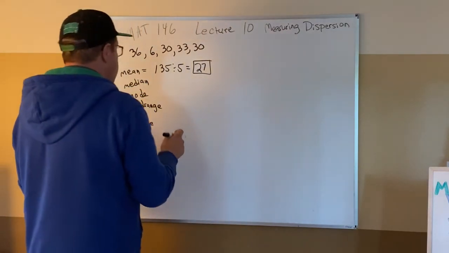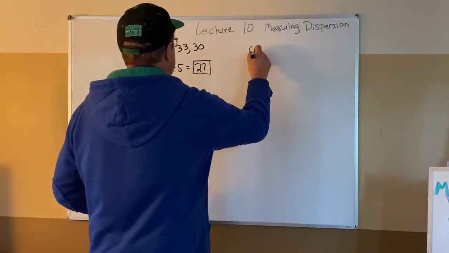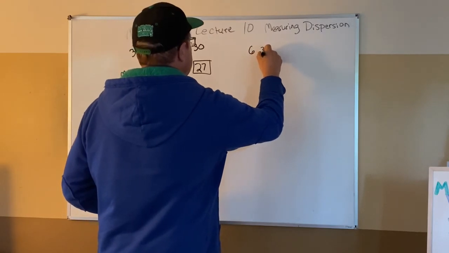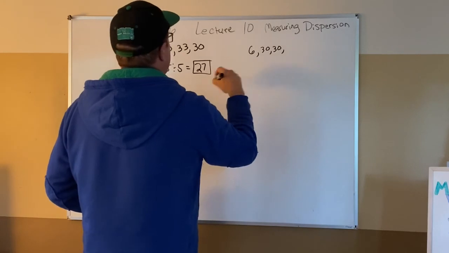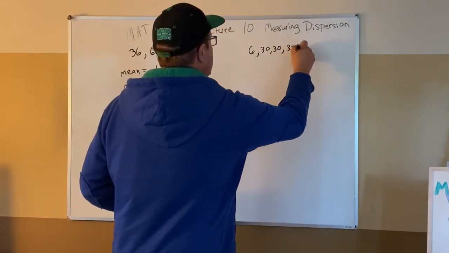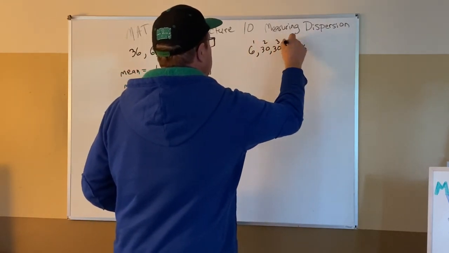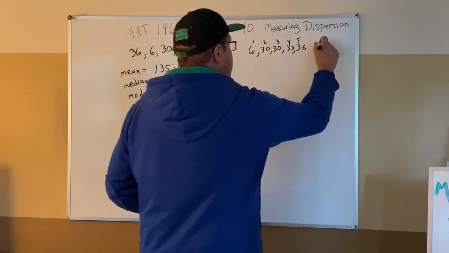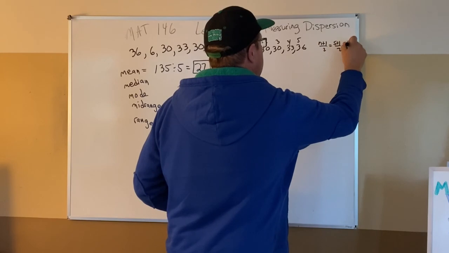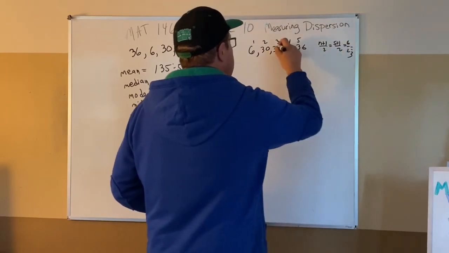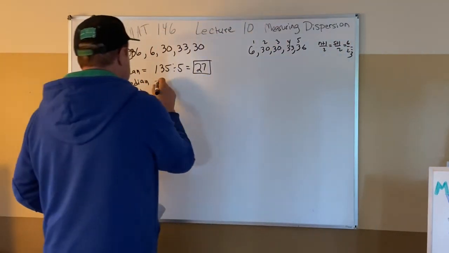I want to find the median, so I have to put it in order: 6, then a couple 30s, and then a 33, and a 36. The middle spot is (n plus 1) over 2, 5 plus 1 over 2, 6 over 2, which would be the third spot. So that's why the 30 is the median.